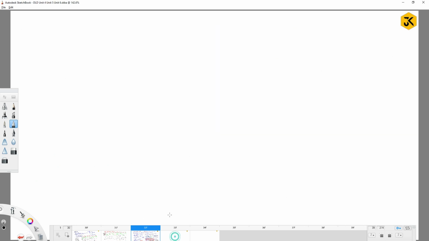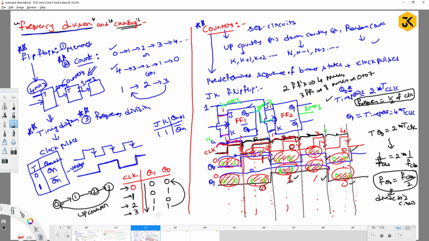If I am going to have 4 flip-flops, how many values is it going to count? It is going to count 16 numbers. Those range from 0 to 15, guys. 0 to 15. So like this you can perform what we can call a counting operation.